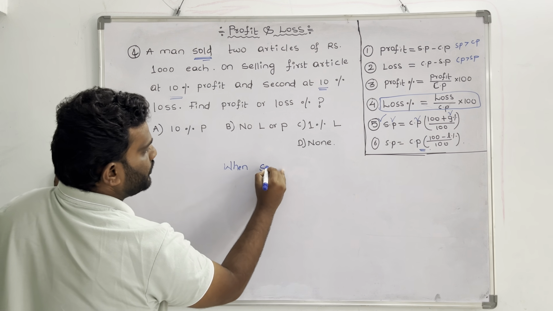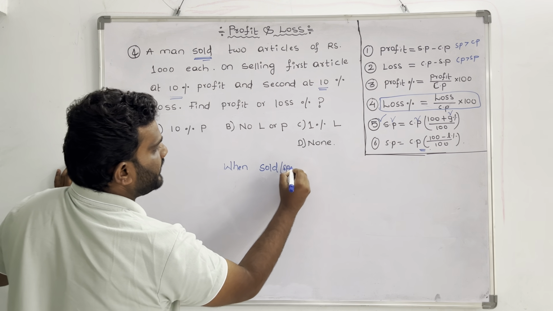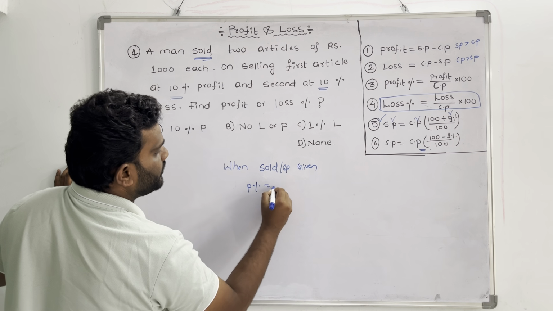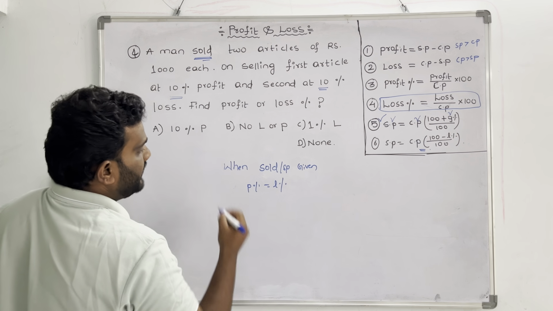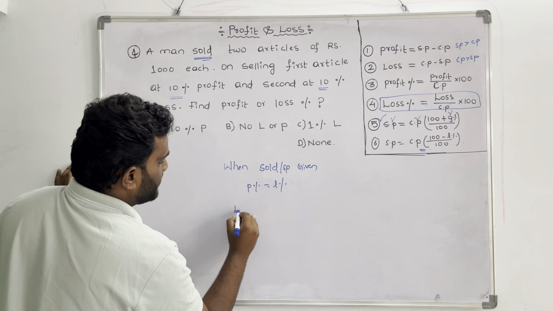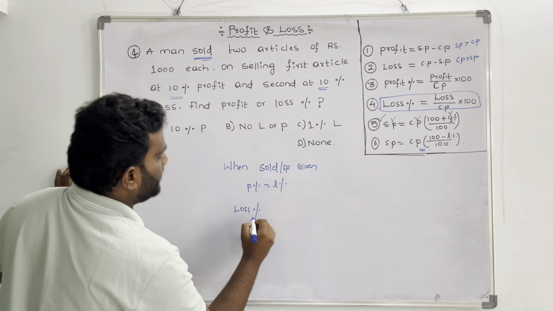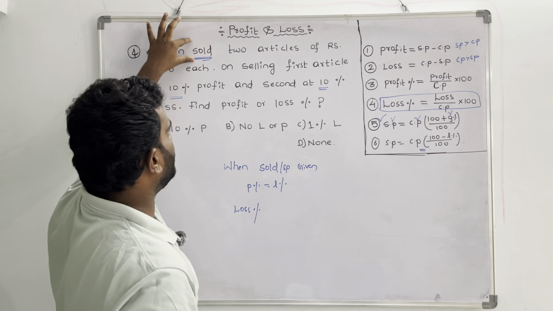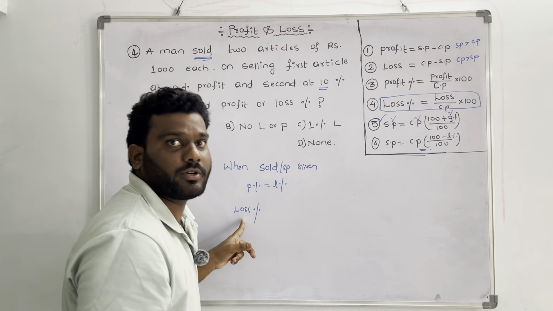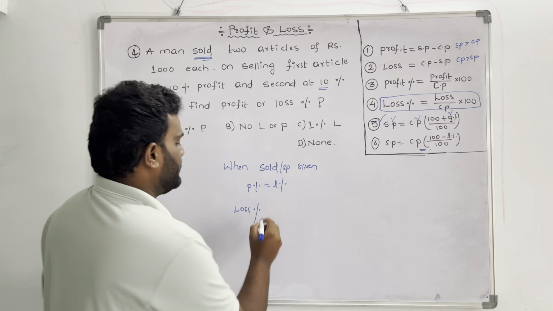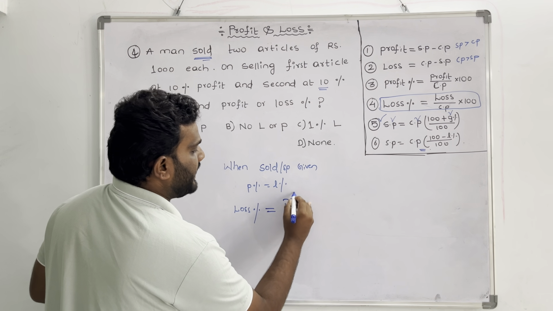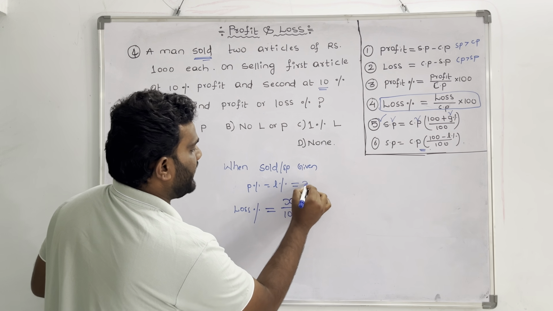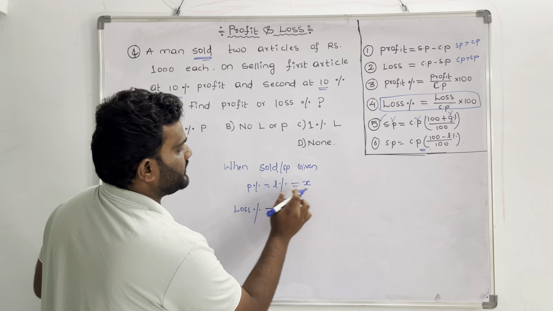I will write here: when sold or selling price is given and profit percentage equals loss percentage, then always the person will get a loss percentage only. Whenever it is a selling price or sold, the answer will always be loss percentage. Remember that in your mind. The trick is x square by 100. What is x? The profit percentage or loss percentage is x.